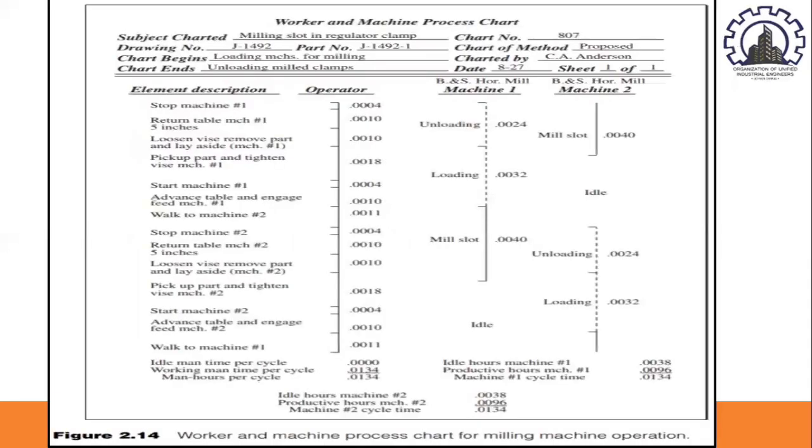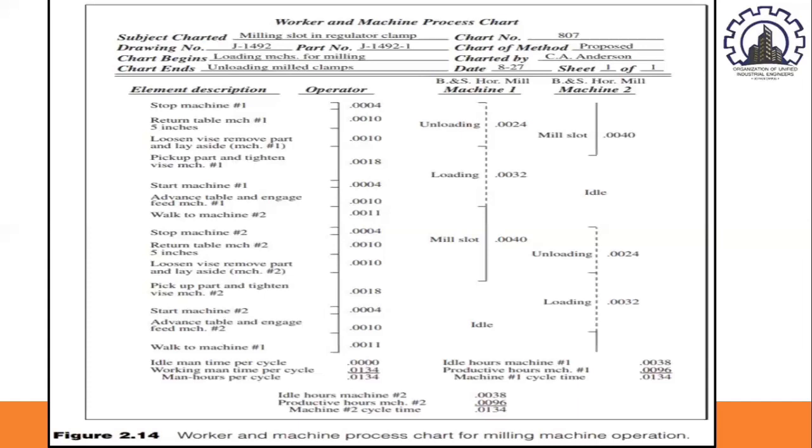Now, as you can see in figure 2.14, it shows that the analyst charts all elements of occupied and idle time for both the worker and the machine through the termination of the cycle. Now, at the bottom of the chart, it shows the employee's total working time and total idle time as well as the total working time and idle time of each machine. Now, the productive time plus the idle time of the worker must equal the productive time plus the idle time of each machine that the worker operates, okay?